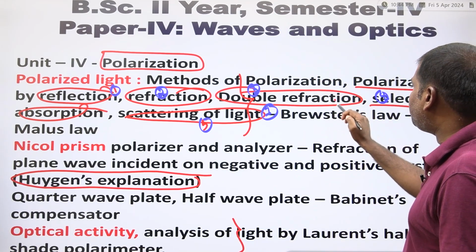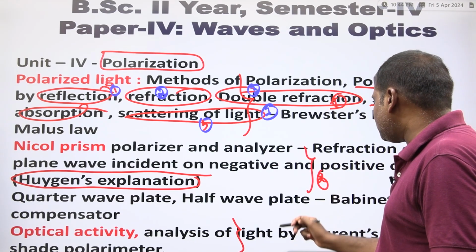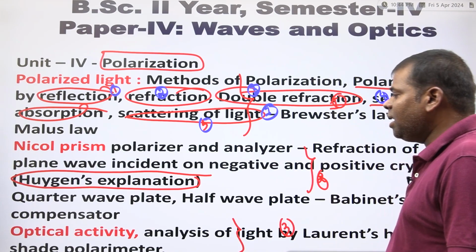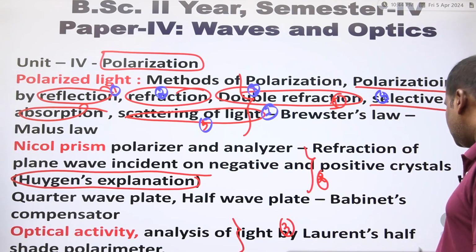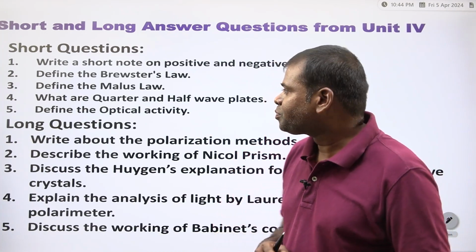This one is the first part. You have to take this one as the second part. Now you have to take optical activity as the third part. Now let's see how the questions will come in your examination.